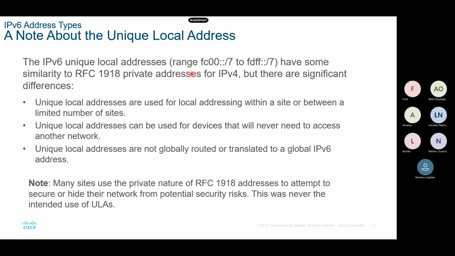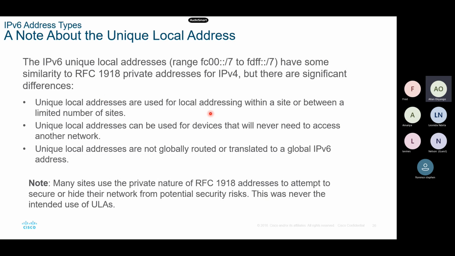Every time you see an address beginning with FC or FD, so long as it begins with FC or FD, just know that is a private, that is a unique local address, that is a ULA. Okay. Now, like I'd said, this is the equivalent of private IPv4 addresses, but it does not mirror everything.